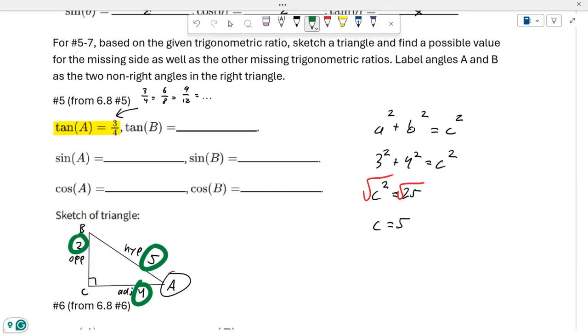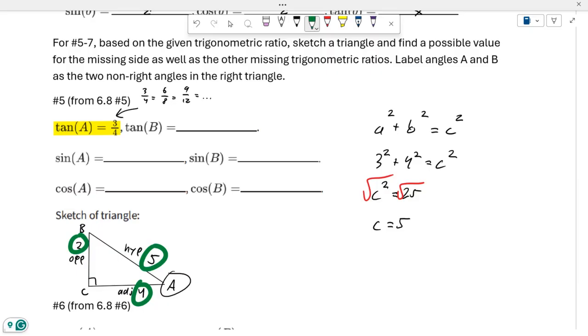However, I think for this problem, if you recognize the Pythagorean triple, I think it's sufficient to just write it. Unless the directions say use the Pythagorean theorem specifically, or unless your teacher says you must use the Pythagorean theorem.